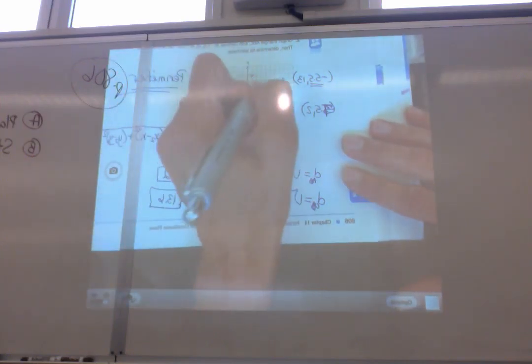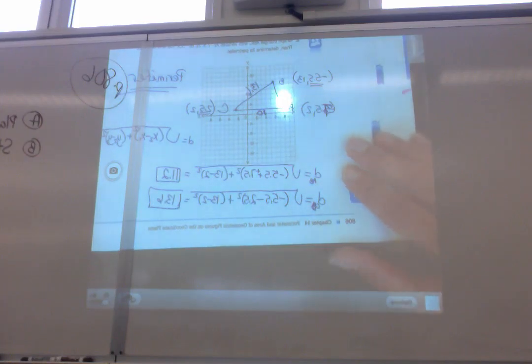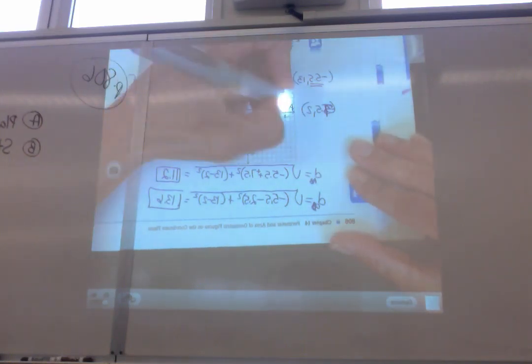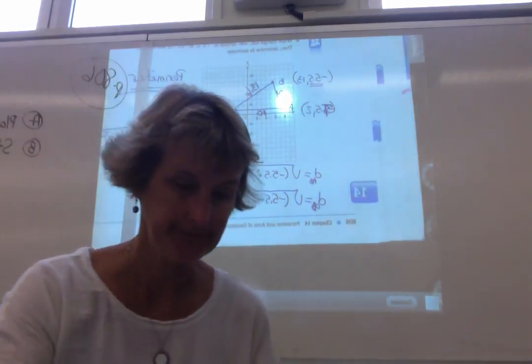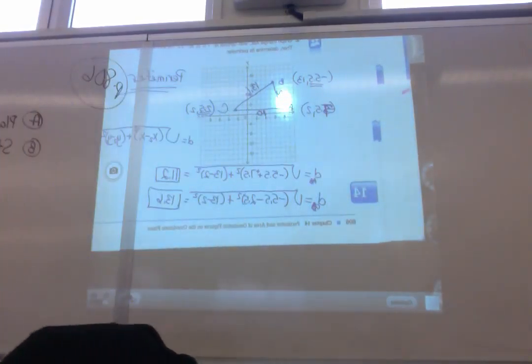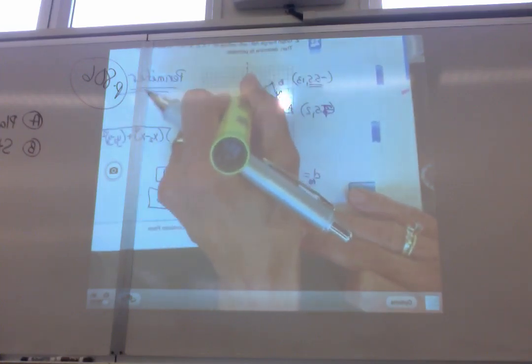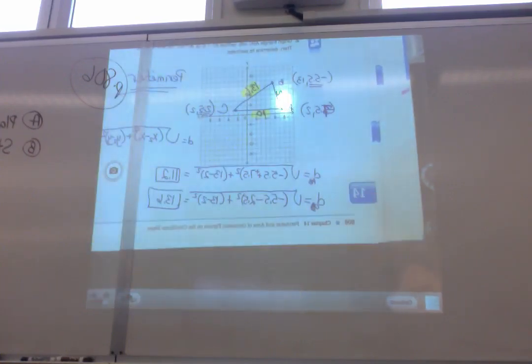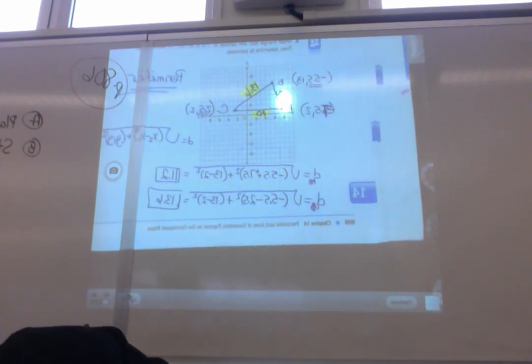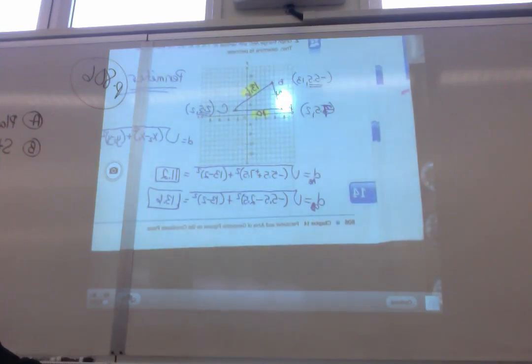So let's put our 13.6 on the figure and our 11.2 on the figure. Okay. Now, the first thing they want is a perimeter. What do we have to do with those numbers to get a perimeter? Add them up. Somebody add them for us.